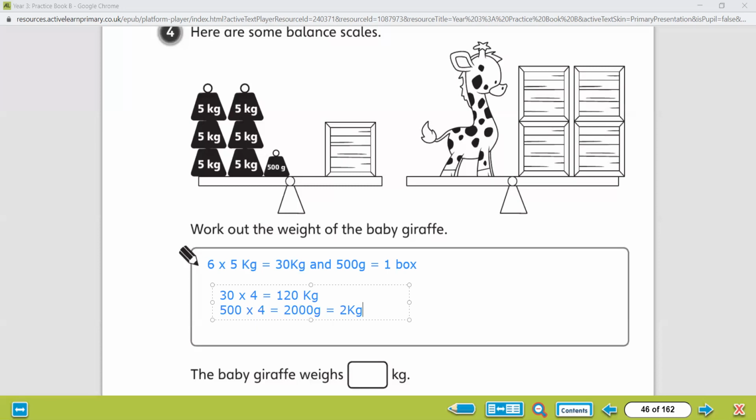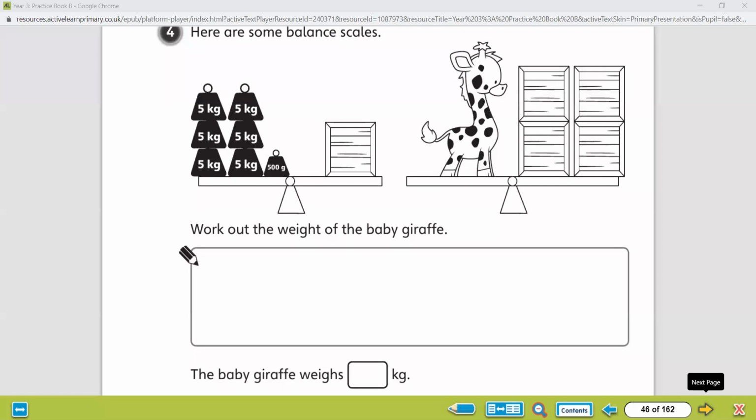So to get the weight of my baby giraffe, I've now got to add up those answers. So 120 add 2 equals 122 kilograms. Okay, so I had a look at how much one box was, got my answer, and then I multiplied that by 4. So my baby giraffe is 122 kilograms.